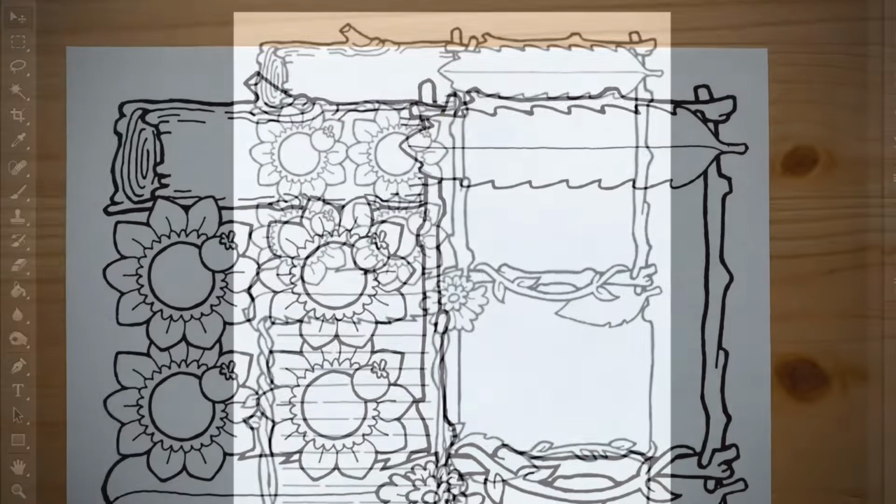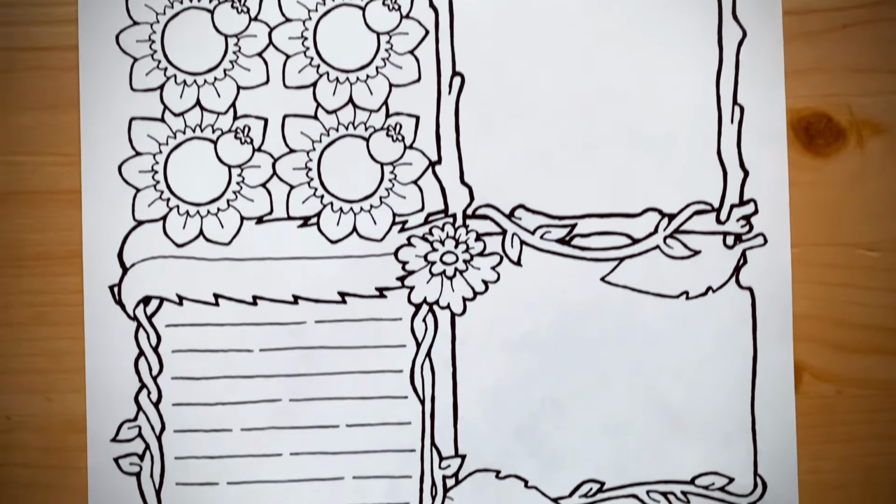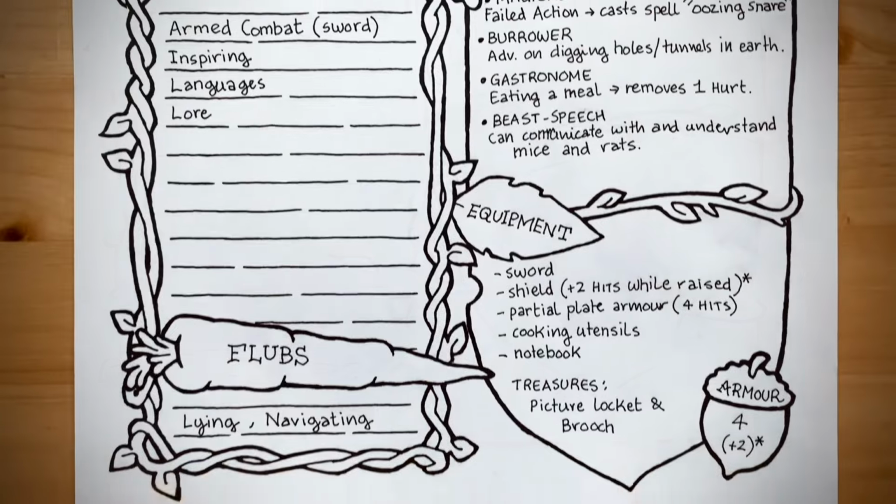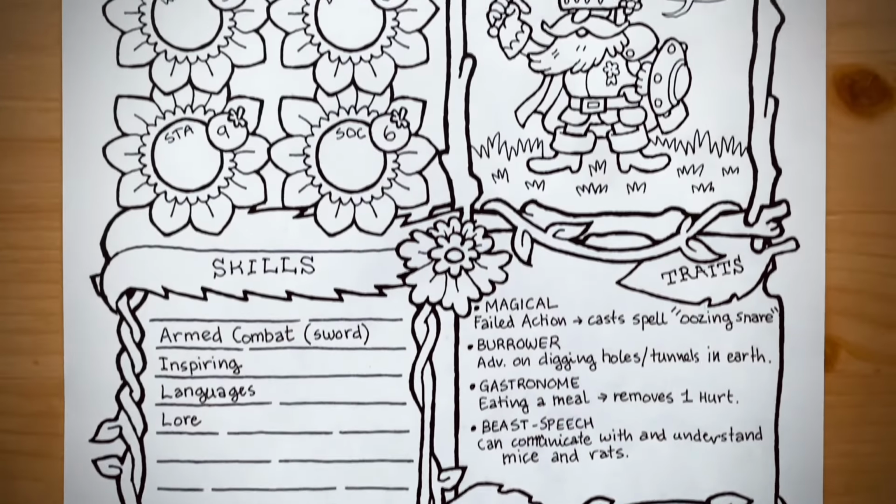And here is the finished character sheet. To test it, I quickly rolled up a Stravagante Gigante character. Given the nature theme, I went with a gnome.